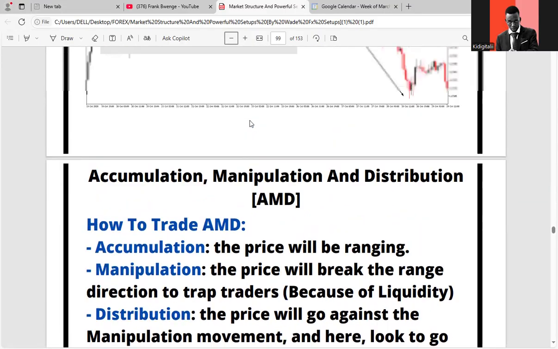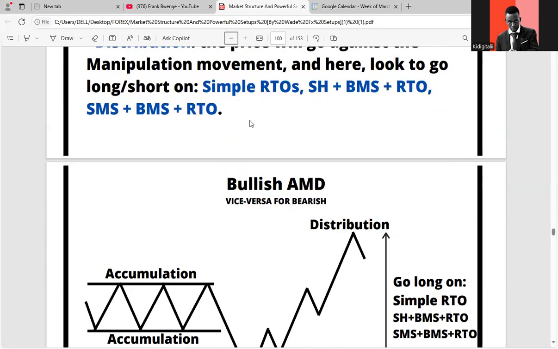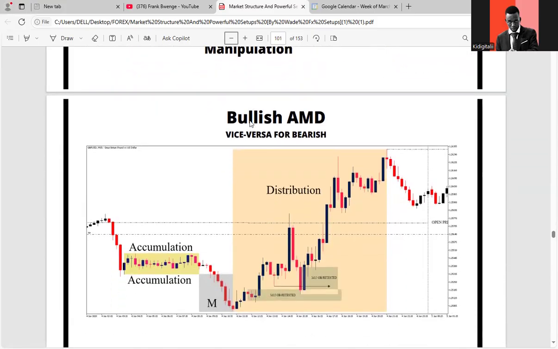So I will show you the last setup that I have taught you. That is AMD, accumulation, manipulation, distribution. I told you accumulation is where the market is ranging. Manipulation is where these guys are trapping some traders with liquidity. Distribution will go against the manipulation movement. So this is the simple setup you can see. We had accumulation, then you can see manipulation. The market went in the wrong direction. Then we could wait for the order block to be formed. Then we went in and took this trade in the bullish direction.